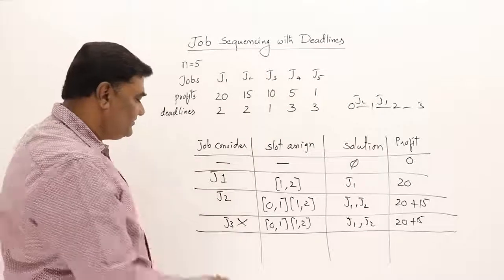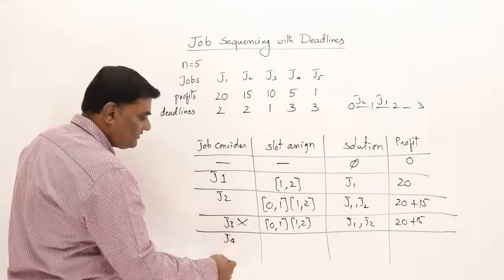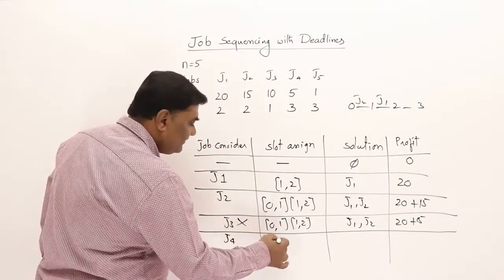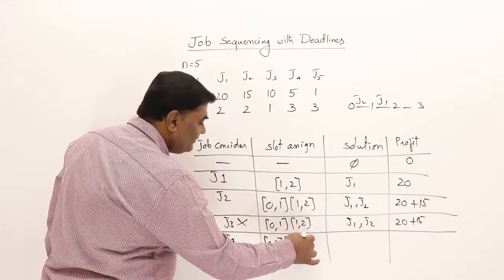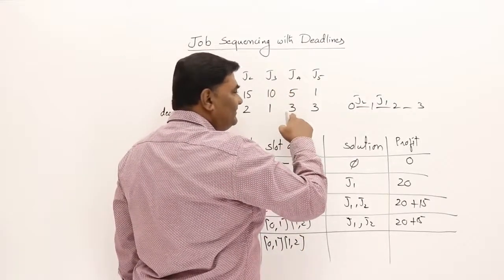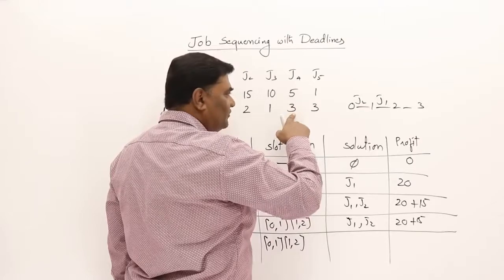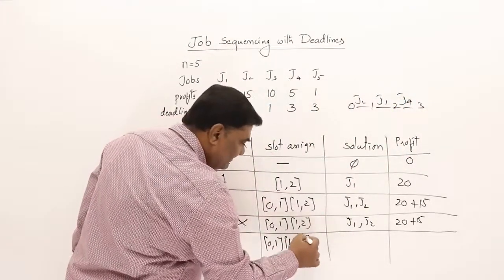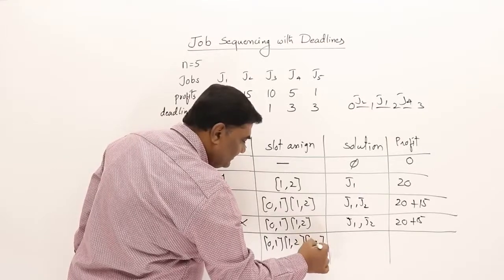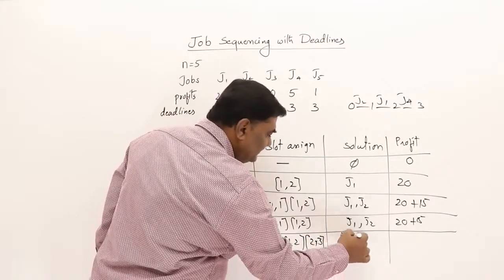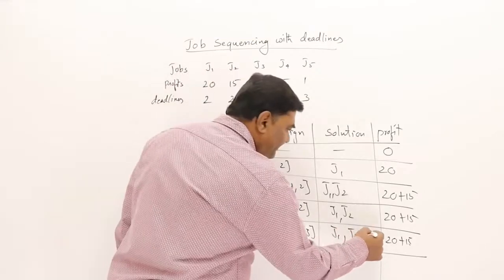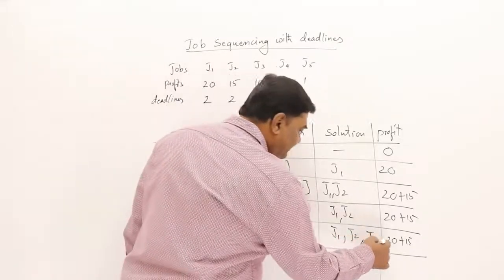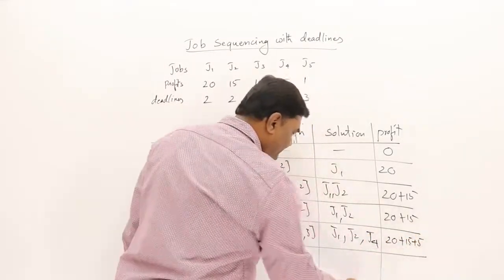Now next job, J4. So we can assign a slot. 0 to 1 is already gone, 1 to 2 is already gone. J4 can be done in slot 2 to 3. So this is J4. So here we have 2 to 3. And the solution is having J1, J2. Job 4 is selected and it is 5.